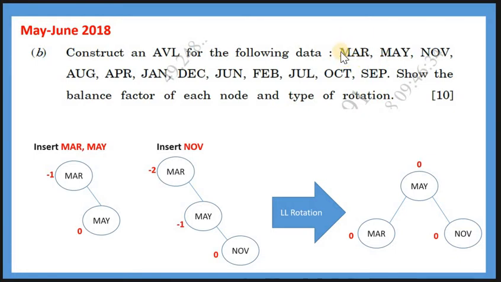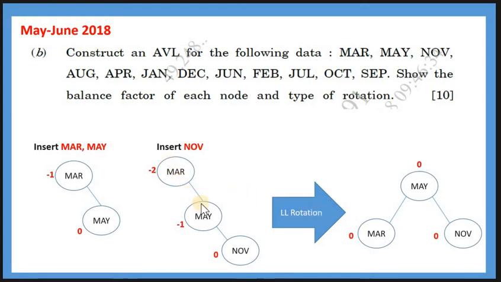So first is your root node, that is March. Then May. May goes to the right side. Then November after M. This is an unbalanced node. So you have to apply which rotation? Left rotation, right? So all are on the right side, so you have to apply the left rotation, the opposite rotation. So you have to remember in this way.